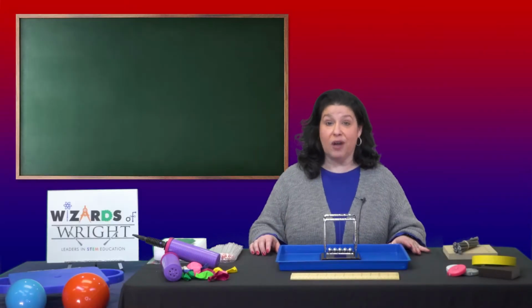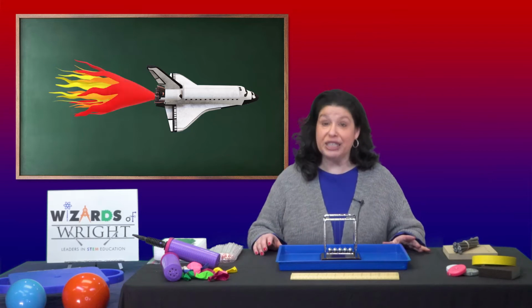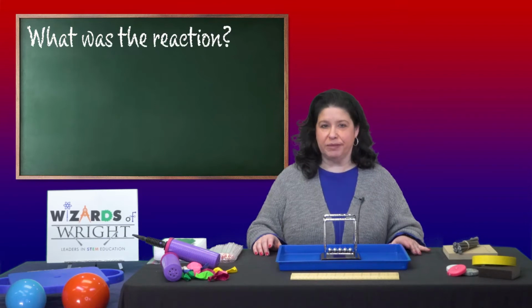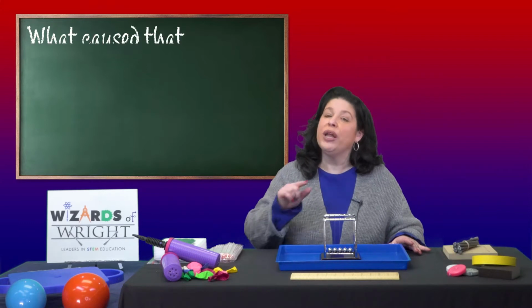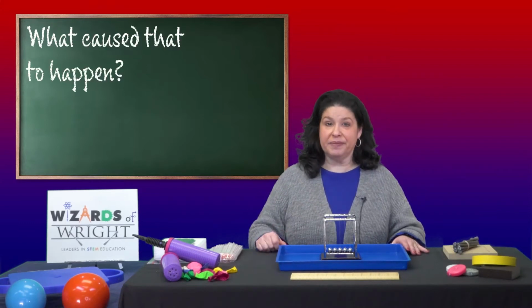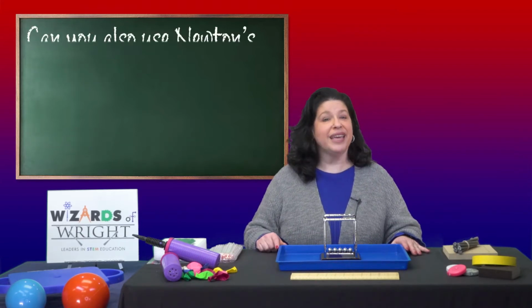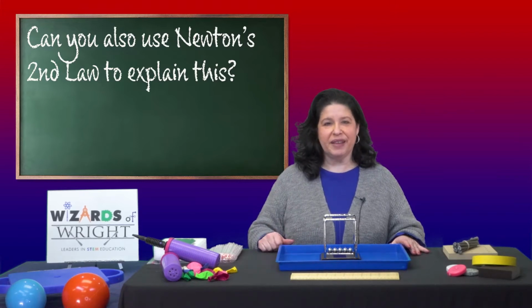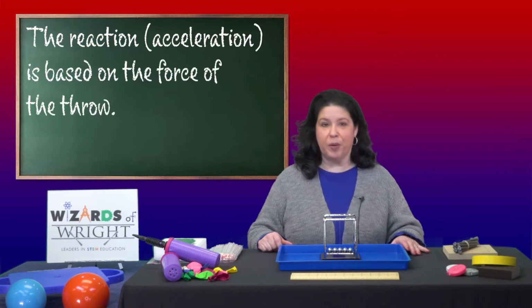Let's compare what we just saw to what we discussed with rockets. Consider that in our activity, the student on the scooter was the rocket and the toning ball was the engine. Can you explain that? Think for a moment. What was the reaction? Did you say it was the student moving backwards? Now, what caused that to happen? Did you say the action was the force or the exertion of the ball? Can you use what you know about Newton's second law to explain that? The reaction, the acceleration, is based on the force of the throw.